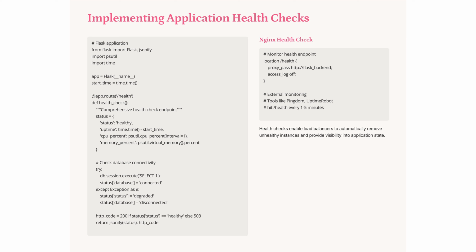Implement a comprehensive health check in Flask by creating a health endpoint. It monitors uptime, central processing unit, and memory usage using psutil. Check database connectivity to ensure full functionality. Return a 200 hypertext transfer protocol code if healthy, 503 if degraded. Use external tools like Pingdom or UptimeRobot to hit the health endpoint every 1 to 5 minutes for continuous monitoring.